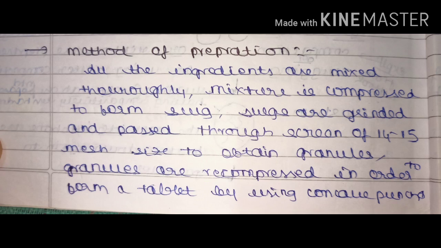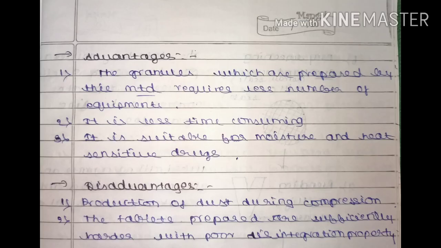The granules which are formed are recompressed to give the tablets by using the concave punches. The main advantage of this is it requires lesser time for manufacturing. It is suitable for moisture and heat sensitive drugs, and the tablets prepared by this method require a lesser number of equipment.